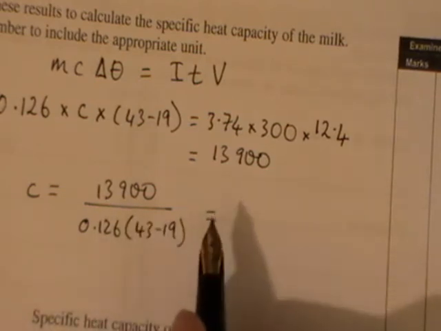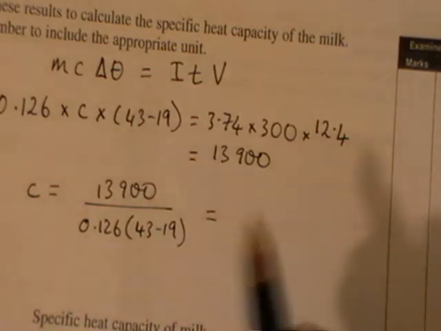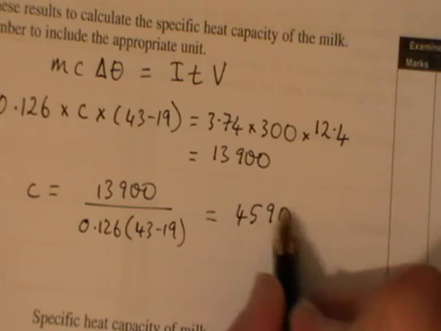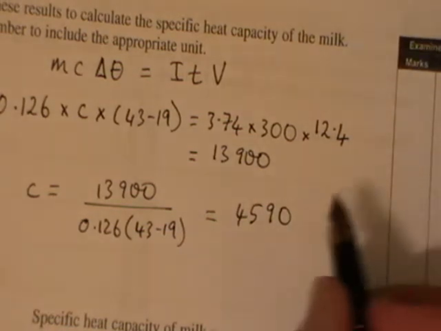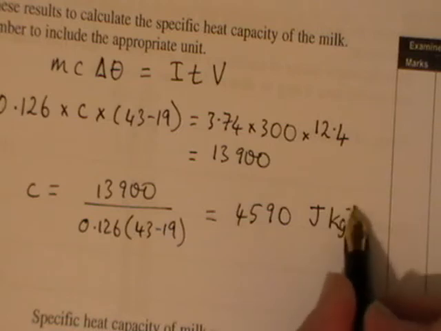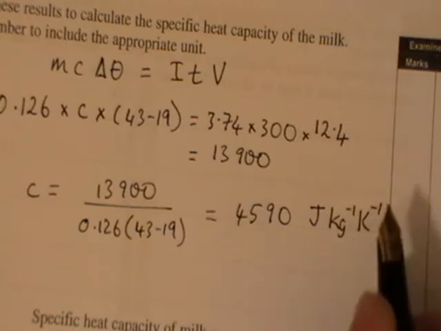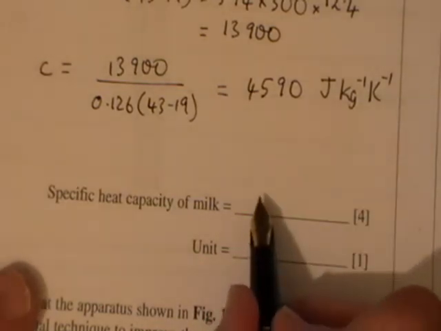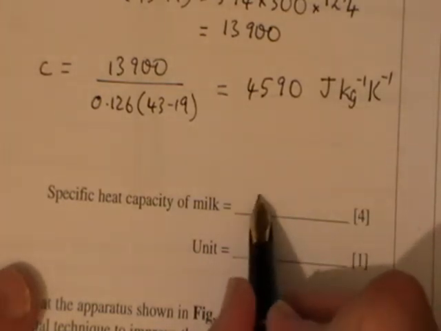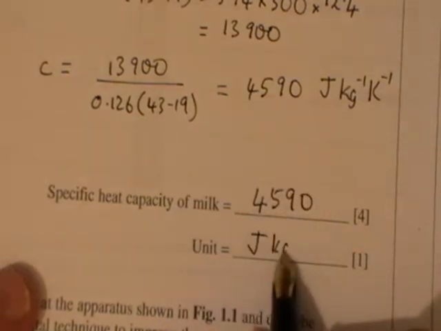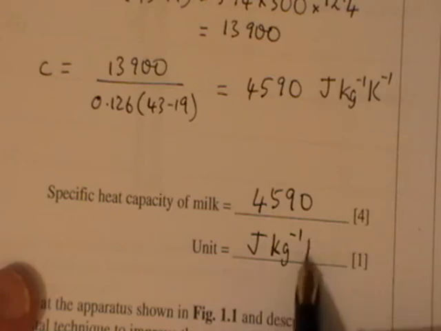Should have subtracted those really, but put that into your calculator, and that gives us 4590, and that's joules per kilogram per Kelvin. So the specific heat capacity of milk is equal to 4590 joules per kilogram per Kelvin.